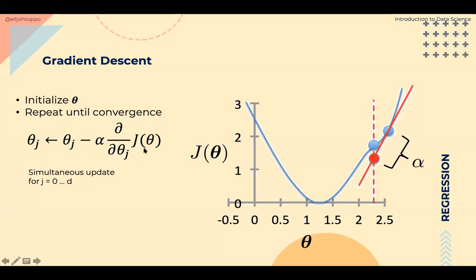And if we have multiple values of theta j, that is, if you have a d-dimension problem where you have theta 0, theta 1, theta 2, theta 3, then for each of those theta values, we have to run this equation multiple times. That is what I mean here, that we'll have to do something called a simultaneous update for j going from 0, 1, 2, 3 till d.